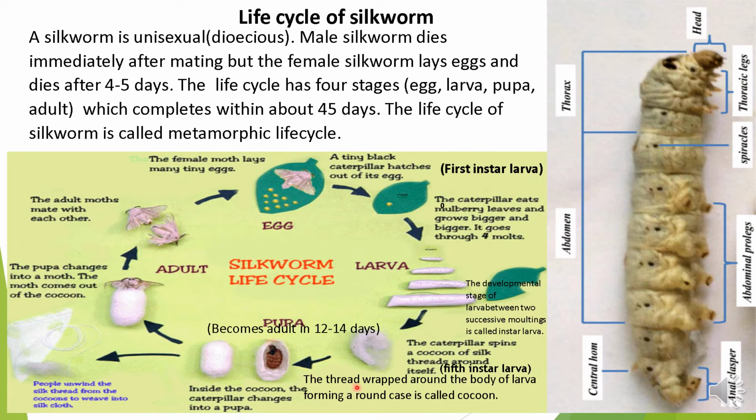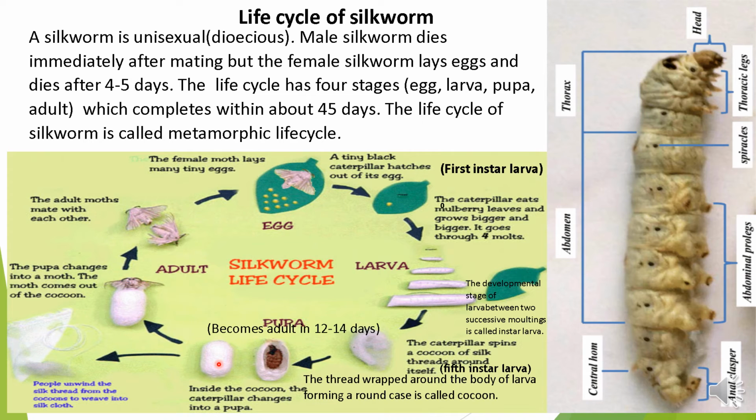The thread continuously wraps around its body and it forms a cocoon. A round case is formed, and the larva is wrapped inside it. Now, inside the cocoon, the larva changes into a pupa. The pupa is the inactive stage of the silkworm. It does not eat or move at all, but the development of the pupa continues inside the cocoon.